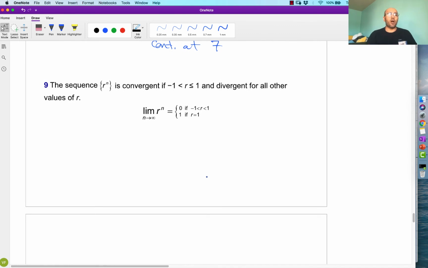The sequence r to the n is convergent if r is between -1 and 1, and note that it is not inclusive of -1, but it is inclusive of 1, and divergent for all other values of r. Okay? So we can combine that into this little statement. The limit as n goes to infinity of r to the nth power equals 0 if r is between -1 and 1, and equals exactly 1 if r equals exactly 1.